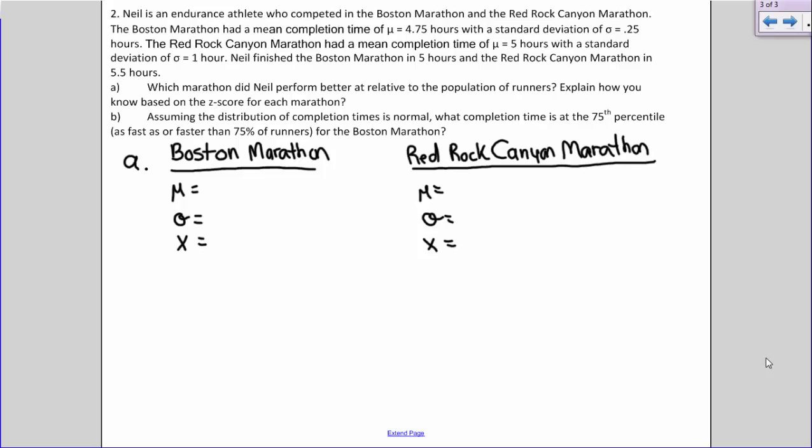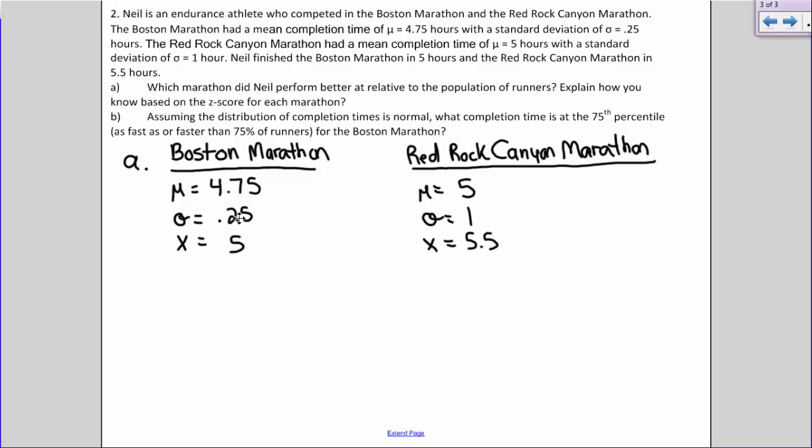Okay, so for the Boston Marathon, the mean completion time was 4.75 with a standard deviation of 0.25. For the Red Rock Canyon Marathon, the mean completion time was 5 hours with a standard deviation of 1. Now, Neil finished the Boston Marathon in 5 hours and the Red Rock Canyon Marathon in 5.5 hours. Now, if you were just looking at the means, it would appear that the Red Rock Canyon Marathon was better. Or was more difficult, right? Because the mean completion time was longer.